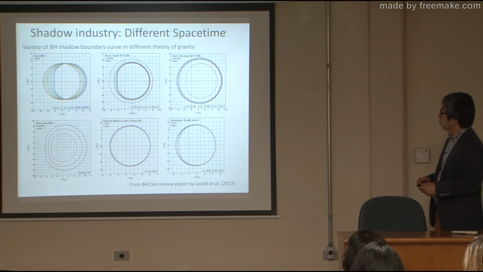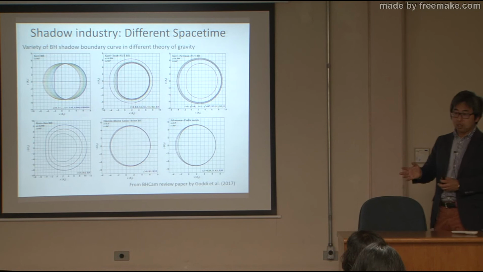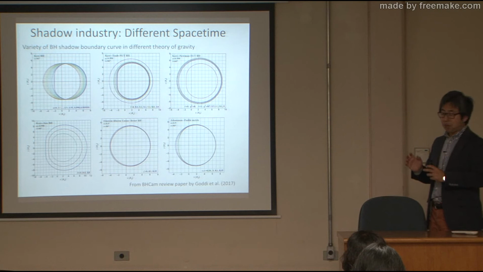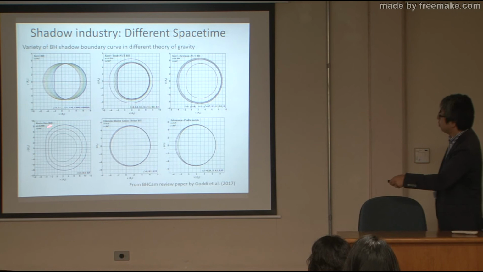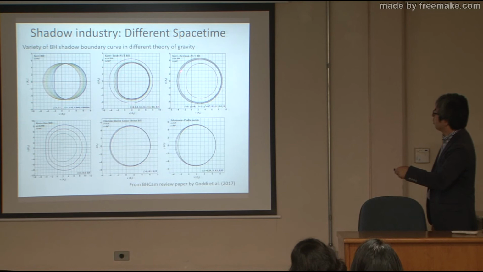In the previous Dilaton black hole case I showed, the Dilaton charge also contributes to the black hole mass. So we fix the ADM mass, but as the Dilaton parameter becomes larger, the black hole mass becomes smaller. Then in this case, the shadow size becomes smaller and smaller. This is a similar effect to what is shown for the Kerr-Sen metric or the Carter-Plebanski metric, or some other metrics.